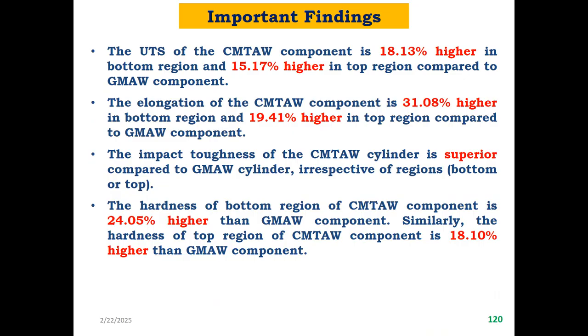The impact toughness of the CMTAW cylinder is superior compared to the GMAW cylinder irrespective of region, that is both bottom and top. The hardness of the bottom region of the CMTAW component is 24.05% higher than the GMAW component. Similarly, the hardness of the top region of the CMTAW component is 18.10% higher than the GMAW component.